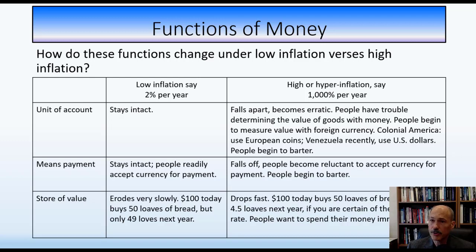And what they do is they start scrambling for other units of account. So people begin to measure value with foreign currency. So in this country, in colonial times, we looked at European coins, because European coins were much more stable than American dollars and American money. More recently, if you look at Venezuela and the fact that they had hyperinflation, what did they do? They started using dollars to conduct business because the dollar was stable. They lost complete confidence in their own currency. And so with hyperinflation, like I said before, people tend to barter.